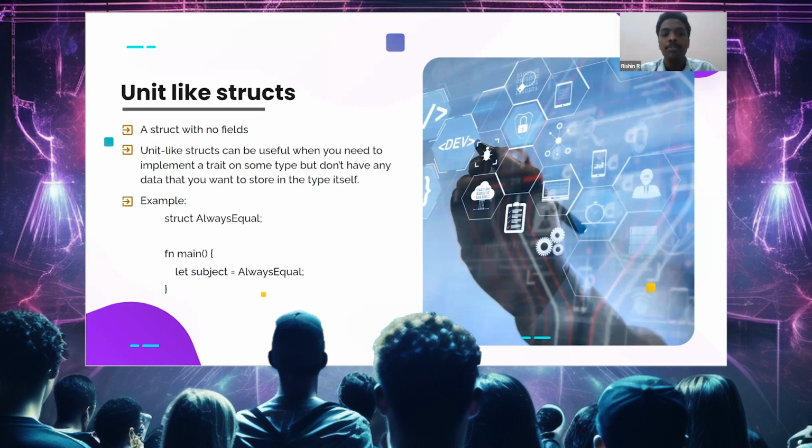So it can be useful when you need to implement a trait on some type, but do not have any data that you want to store in the type itself. That is usually what happens with unit-like structs. So that is a unit-like struct. You do not have to think more about unit-like structs. Basically, you create a struct and then place a name. No data entity. That is the idea.